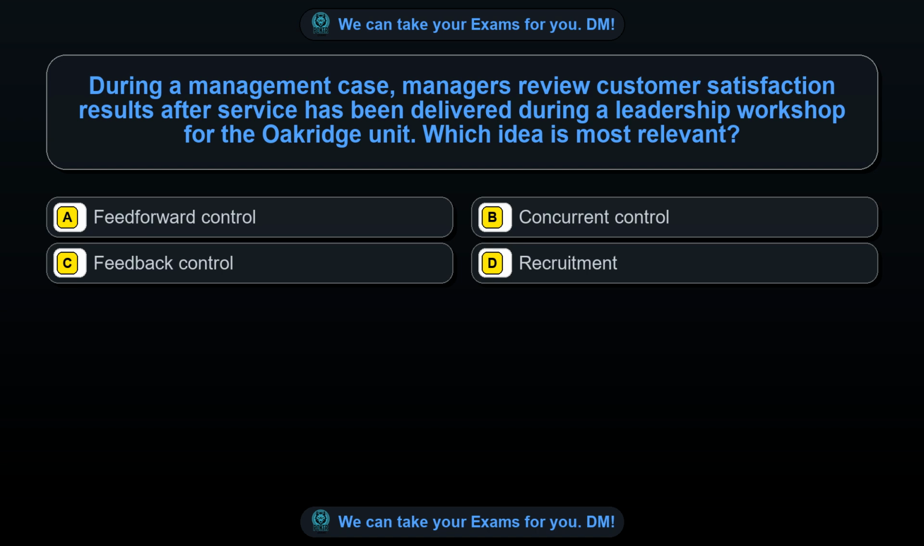Which idea is most relevant? Option A, feed-forward control. Option B, concurrent control. Option C, feedback control. Option D, recruitment. The correct answer is option C, feedback control.